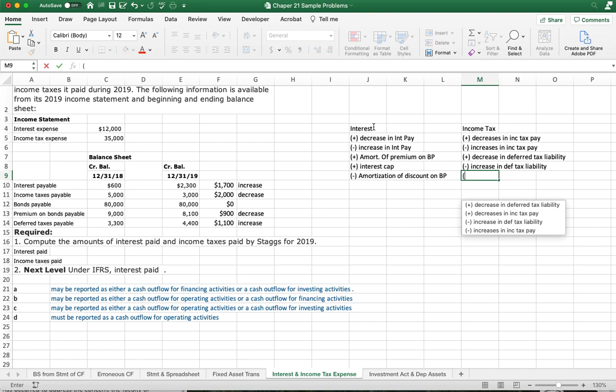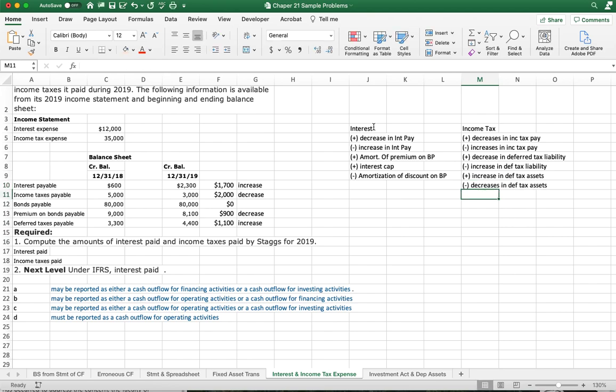We'll add increases in deferred tax assets, and we'll subtract out decreases in deferred tax assets. So now we have our little references as to what we'd be adding or subtracting out, and we can come over here and compute the amounts of interest paid and income tax paid by Stag's for 2019.